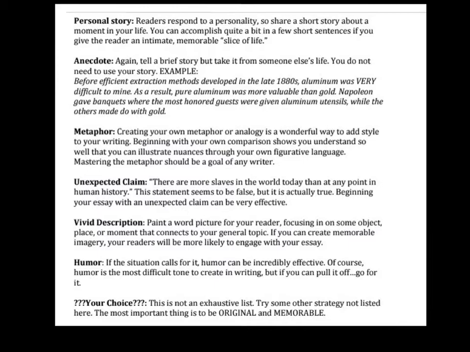Did you list any of these strategies for creating a hook? The personal story, the anecdote, the metaphor, unexpected claim, vivid description, humor. There's actually 2 more that we're going to talk about in the next slide. But this is not an exhaustive list. There are many ways. I've used dialogue before in writing a personal narrative, kind of a conversation going back and forth between my husband and I that led into something that I was going to write about. So there are other ways. We want to make sure that you have a solid set of tools, or strategies for doing this. And as new ideas come about, that's something we can talk about and work on.